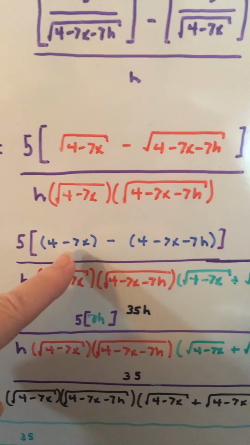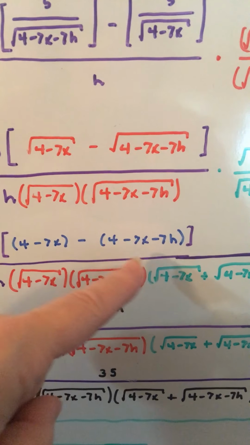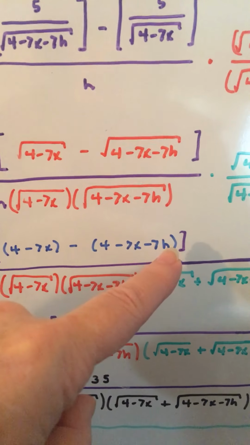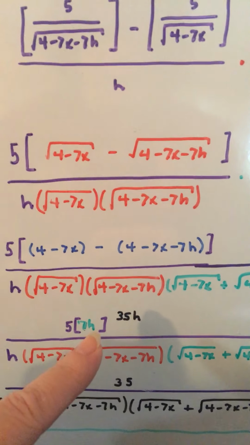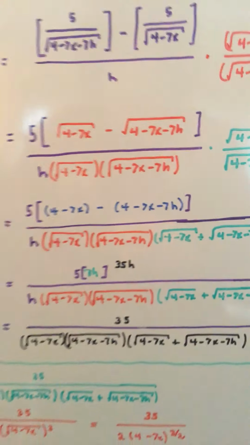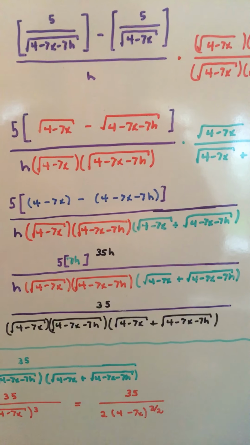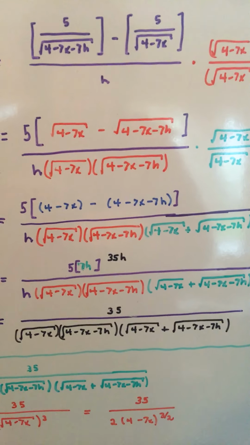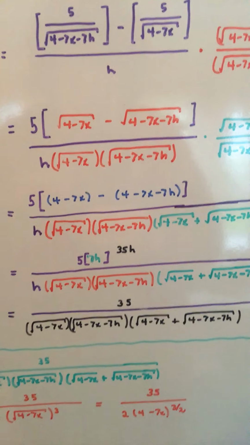4 kills 4, negative 7x minus negative 7x. And negative times negative 7h is a 7h. Now times that 5 is a 35h. The h's cancel, and now I have 35 over that delicious looking denominator.